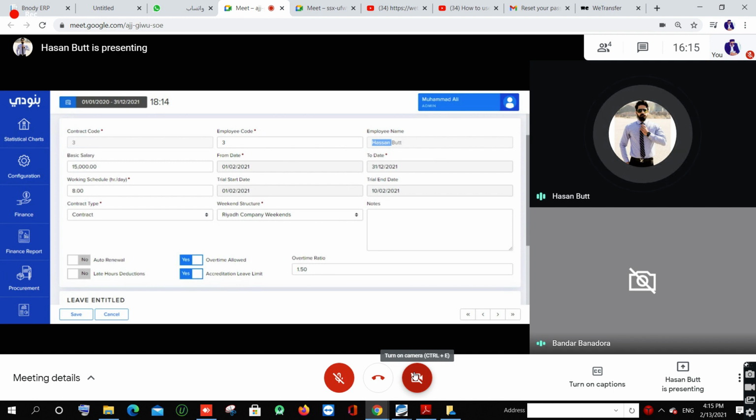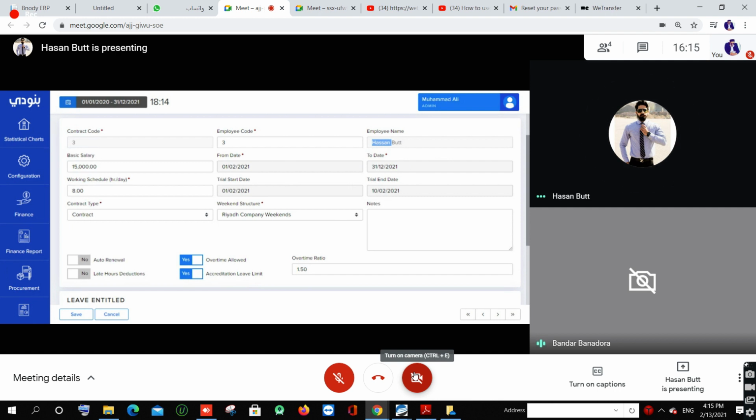If he is allowed 2 leaves per month, and if he is trying to take 3 leaves, the third one will be counted as absent. All right, brothers?